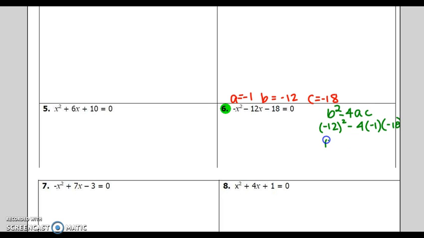So this is 144. And then multiplying these together is going to give you a negative times negative, that's positive 4. Positive 4 times negative 18 is negative 72. Let me double check myself on that one. Yep, I'm right, 72. So 144 minus 72 is 72. So this is what we're going to put underneath our radical.